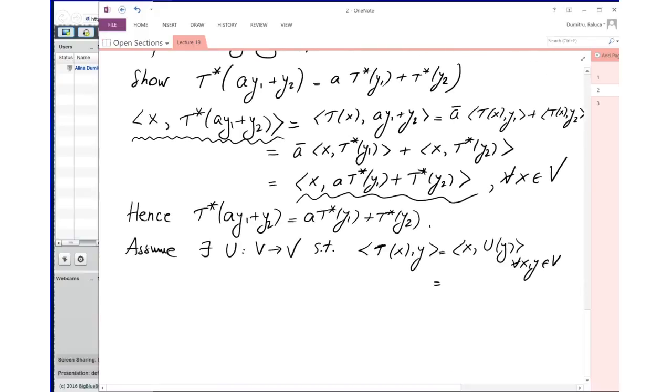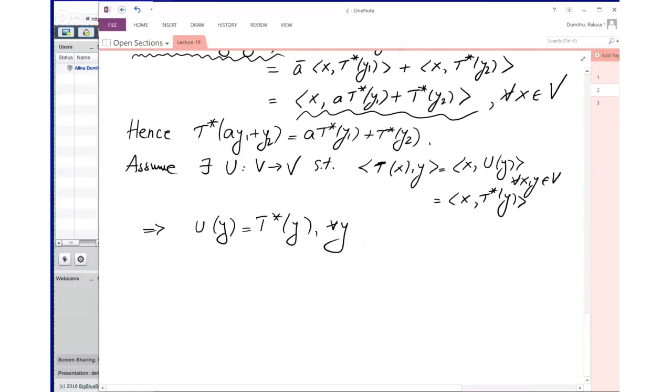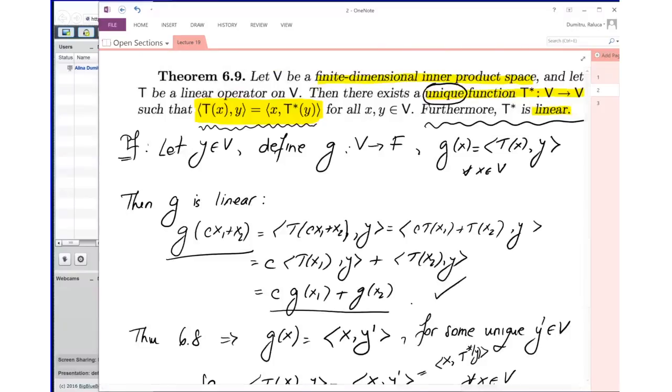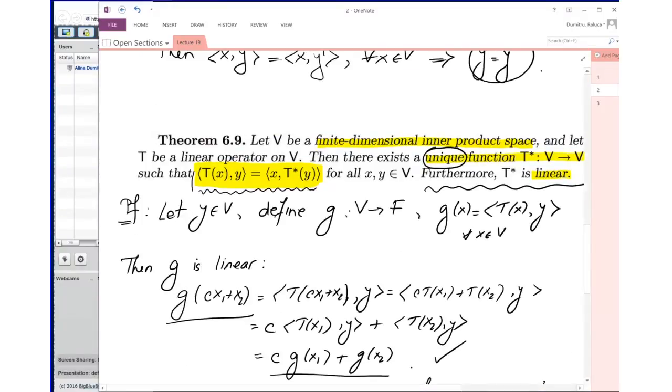But T of x inner product with y is the same as x, T star of y. And we get back to that same property from 6.1, right? Whenever that holds for every x, it can only happen if the right sides are equal. And we are done. So the adjoint is unique. So a unique function that has this nice property here that can be moved around.